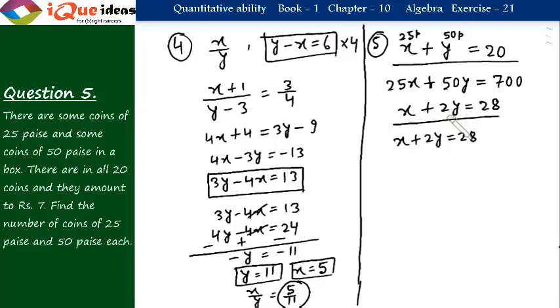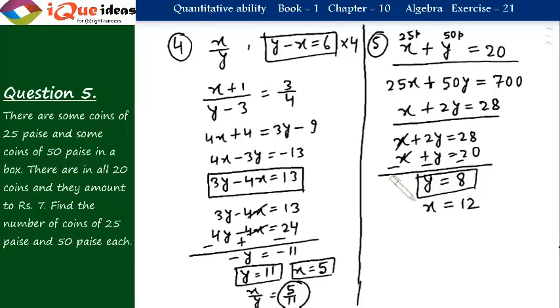So x plus 2y equal to 28 and x plus y equal to 20. If you subtract, x is minus, y is minus, 20 is minus. So x and x get cancelled. 2y minus y is y. 28 minus 20 is 8. Put it in the first equation, x plus y is 20, y is 8. So x has to be 20 minus 8, that is 12. So there are 12 coins of 25 paisa and 8 coins of 50 paisa. This is the answer of this question.